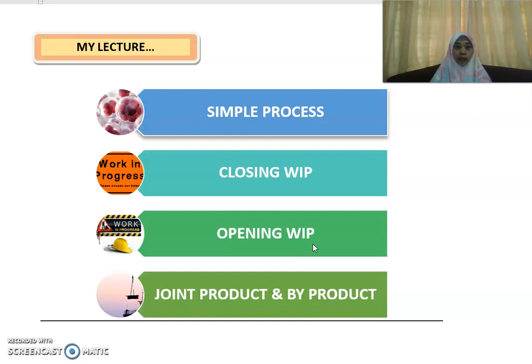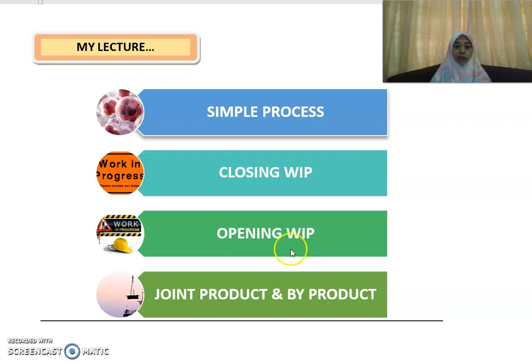But for the weighted average method, we assume that they are being added together, so you don't need to split your output into the first batch or second batch, or into your OWIP and also the CPDP. Only if you are using FIFO do you have to split.